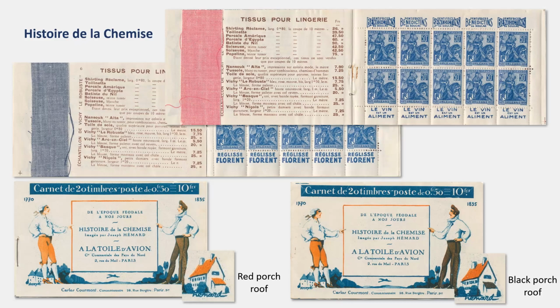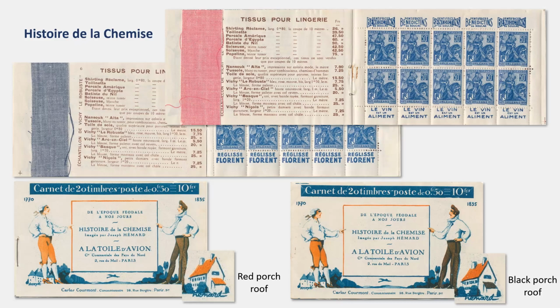Again, as I said, the stamp margins, though, were reserved for other companies. And on the front cover of 4 out of 6 booklets, the porch roof on the right is printed in red. And you can see on the other 2 booklets, it would be printed in black. And so you can see the 2 different porch roofs there on those 2 covers.